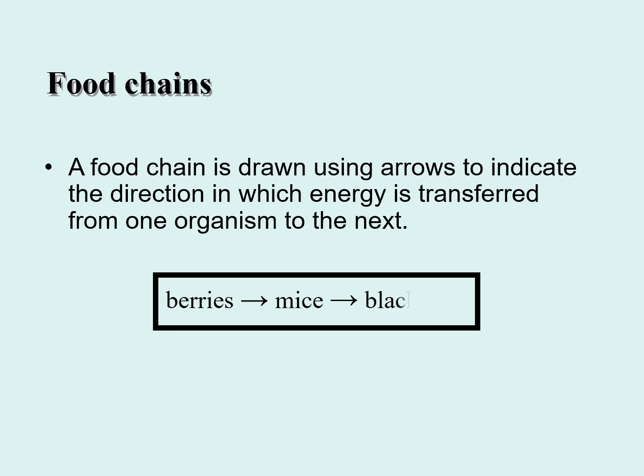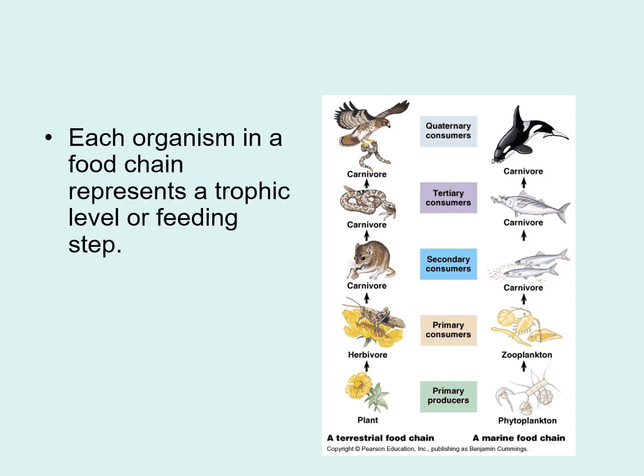So again, watch your arrows. The arrows will always show you what's doing the eating. So berries are passing nutrients to the mice, and mice are passing nutrients to the bear. Be careful with your arrows, okay? Because if your arrow goes this way, you're telling me that the berry is eating the mouse, and we know that plants can't eat.